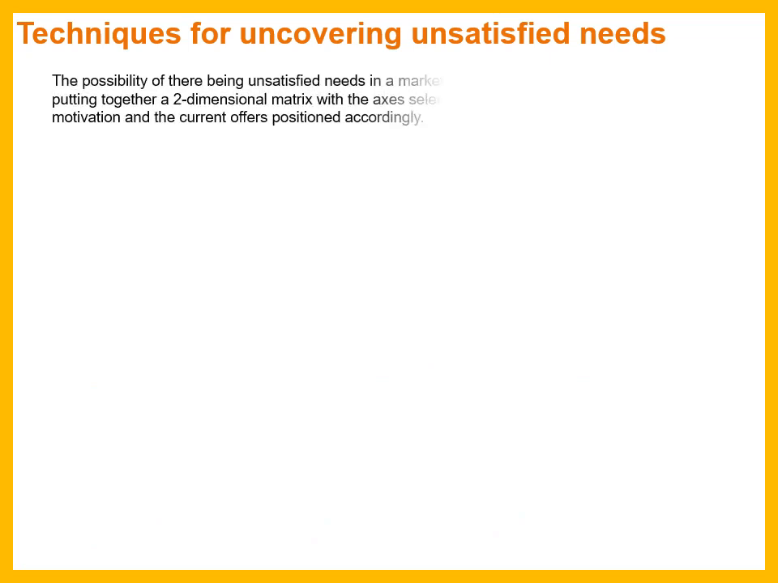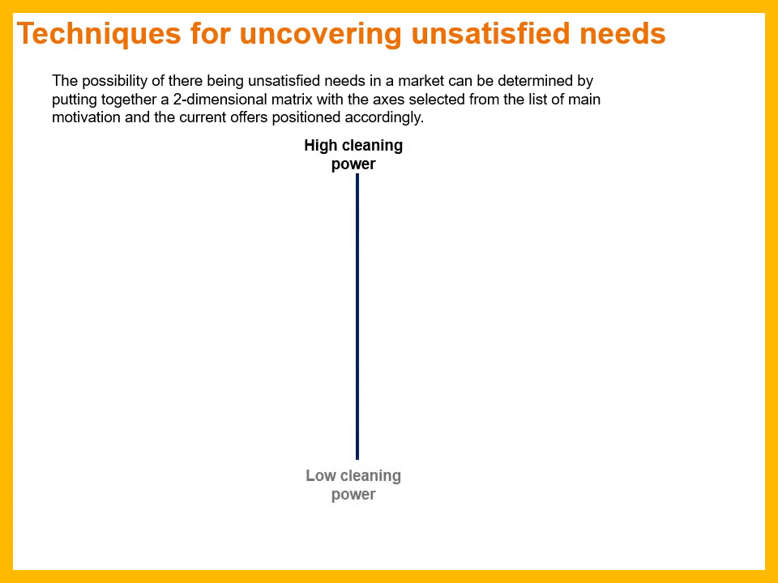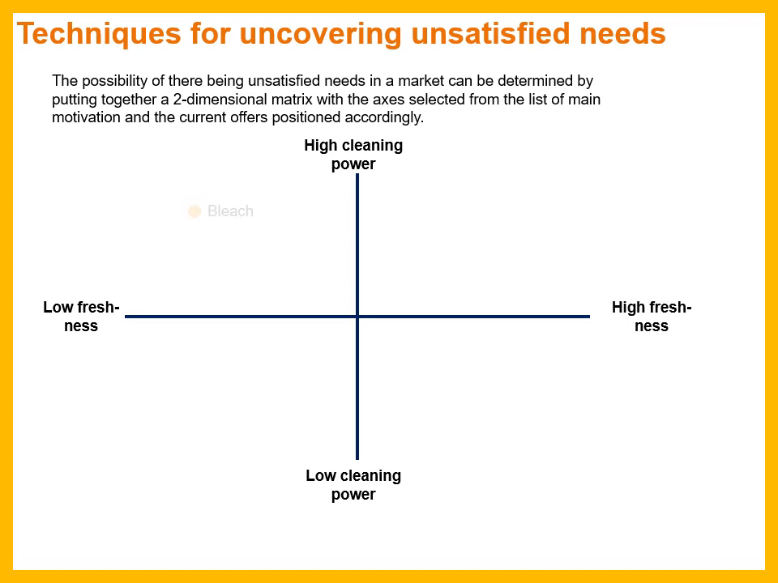The possibility of there being unsatisfied needs in the market can be determined by putting together a two-dimensional matrix with the axes selected from the list of main motivations and the current offers positioned accordingly. High cleaning power, low cleaning power, low freshness, high freshness, bleach, Harpic, other powder, pine disinfectant, deodorizes.